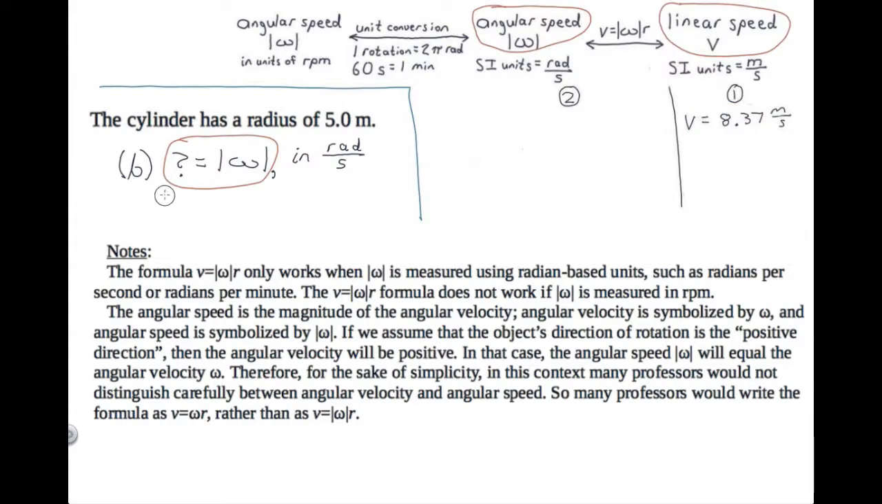Part B is asking us to determine the angular speed. So now we need to use the linear speed, v, to determine the angular speed, which is the magnitude of omega. Here's the formula for converting between the linear speed and the angular speed. The linear speed, v, equals the angular speed times the radius.